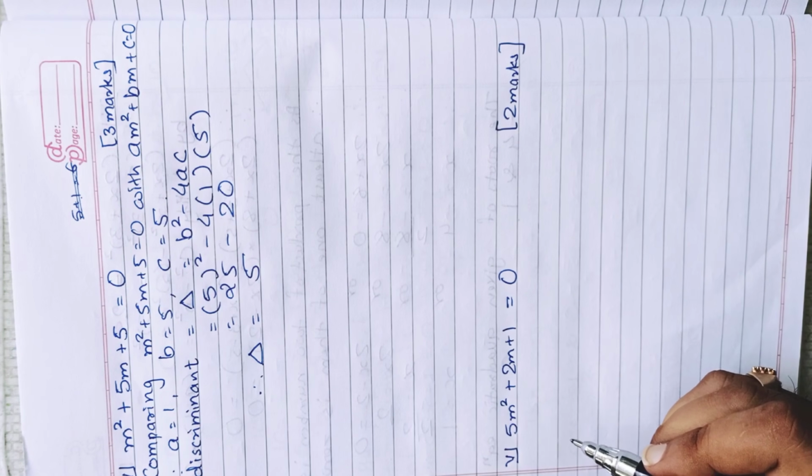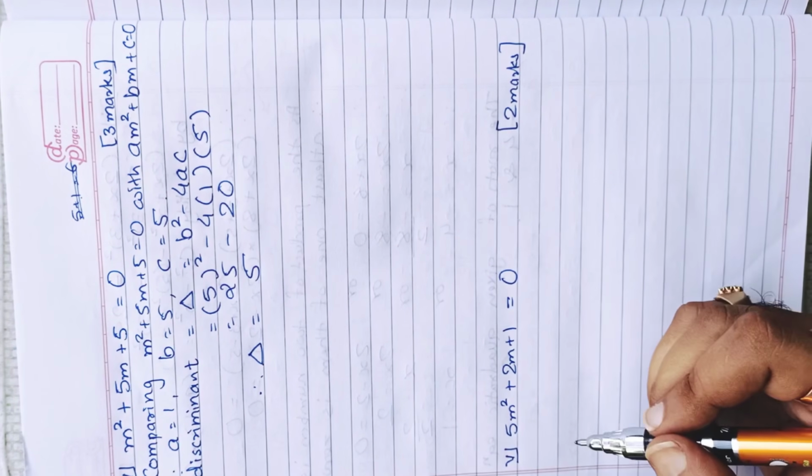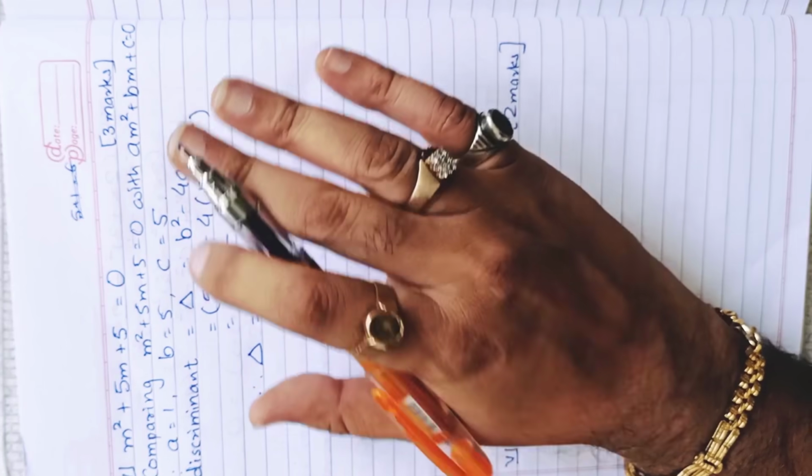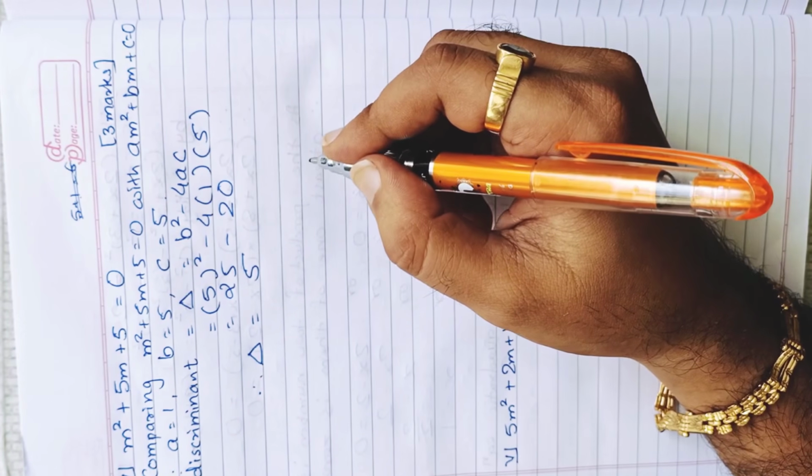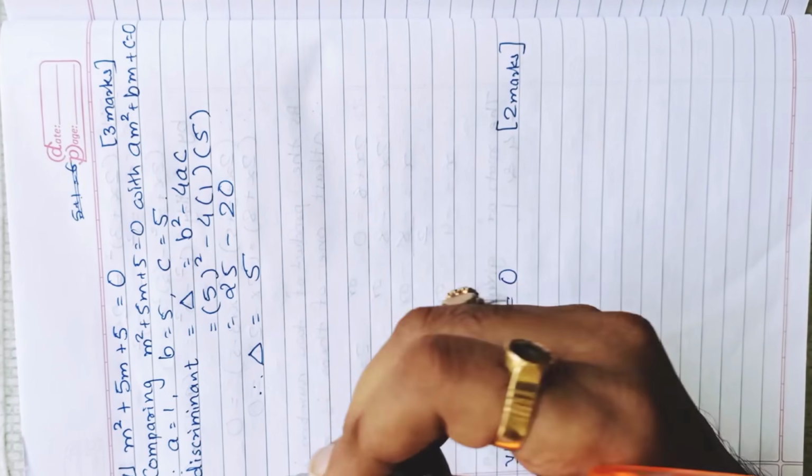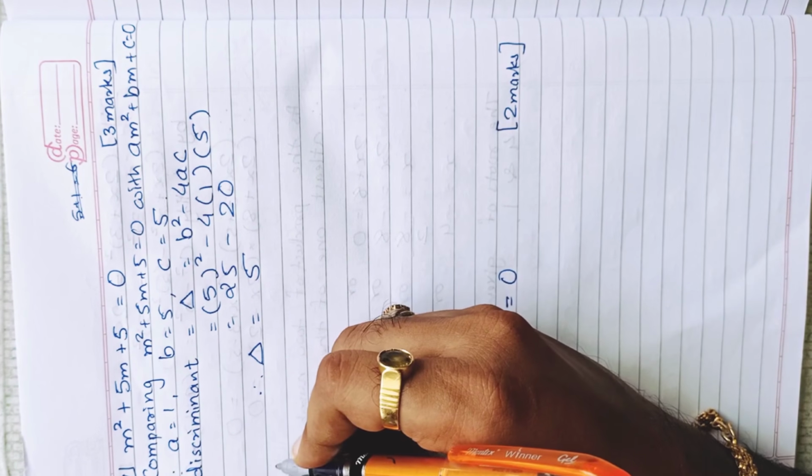Now delta is positive, so definitely we have to continue the sum. If delta is negative, then stop the sum here. Just write the roots are not real. But here it is positive and plus 5, so we will continue.